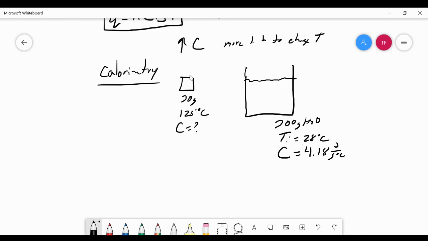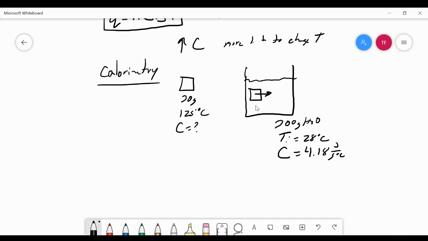So if we take this piece of metal and put it into this water, what direction will heat flow? Will heat flow from the 125 degrees Celsius piece of metal into the water? Or will heat flow from the 28 degrees Celsius water into the 125 degrees Celsius metal? Hopefully you said that the heat will travel from the metal to the water.